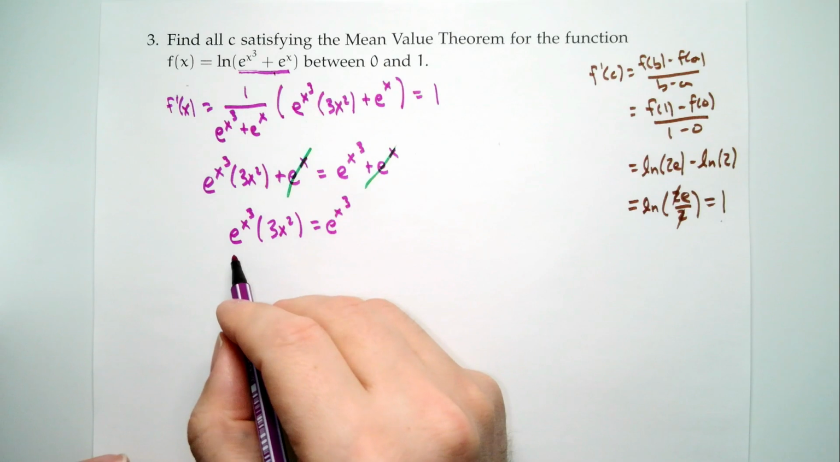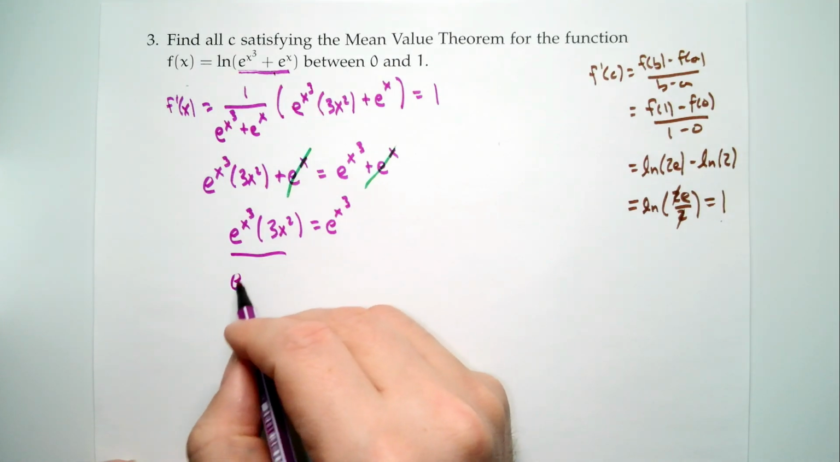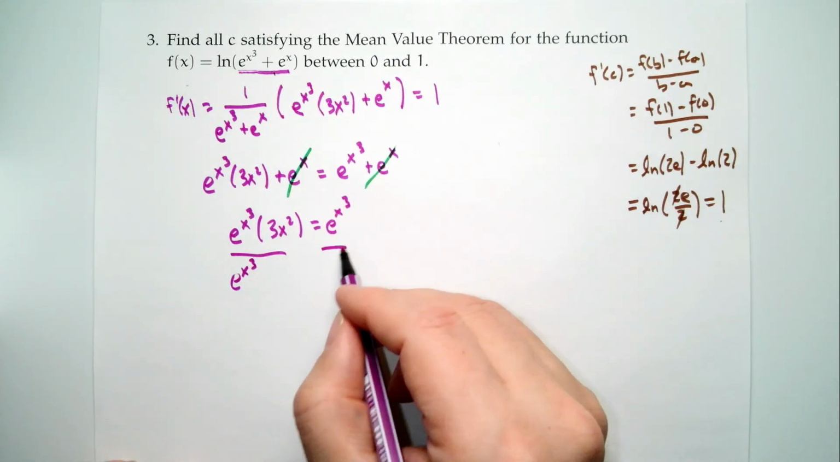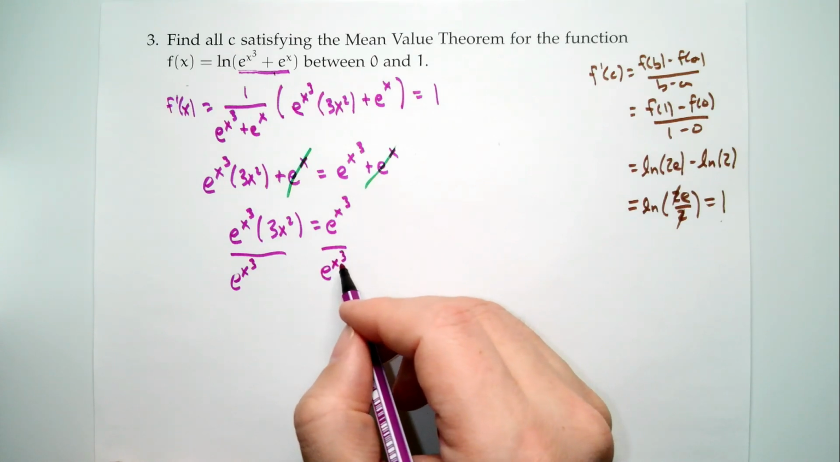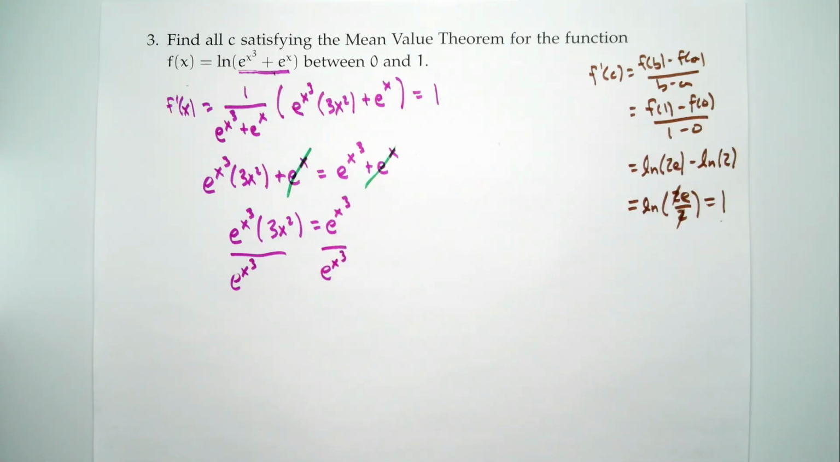How would we do it? Well, one thing we could do is we could divide. Divide both sides by e to the x cubed. And that would cancel it. But hold on. Are we allowed? Now you're probably thinking, yeah, of course we're allowed, but are we? Why do I hesitate?